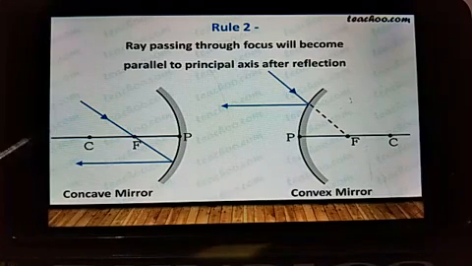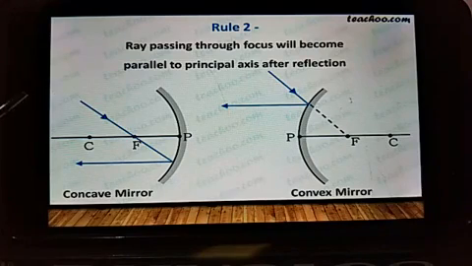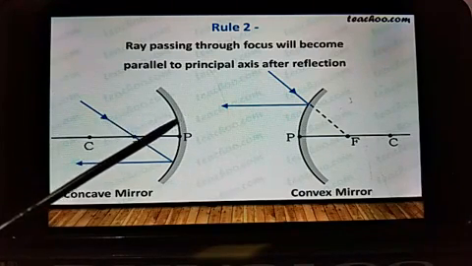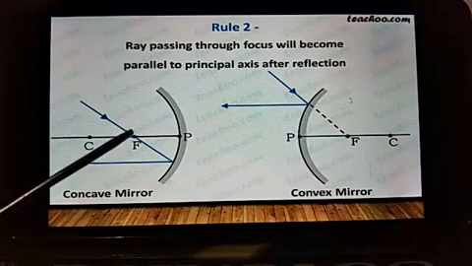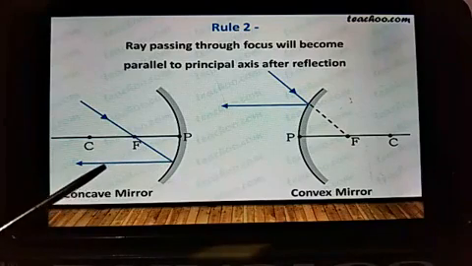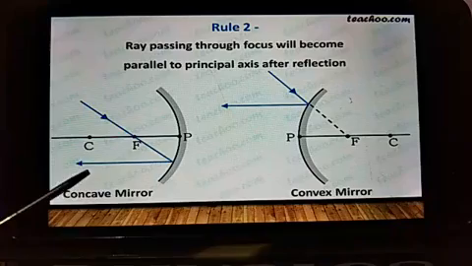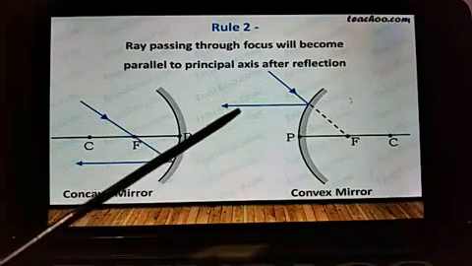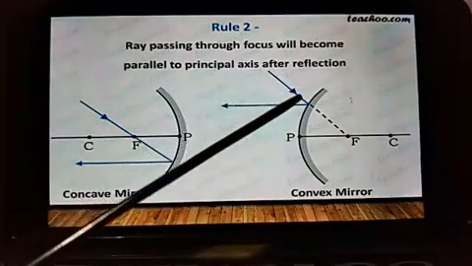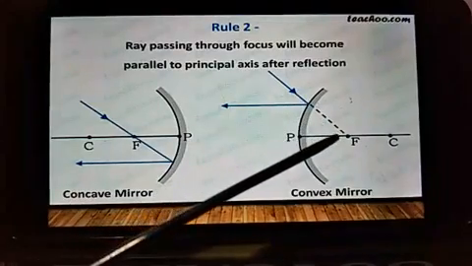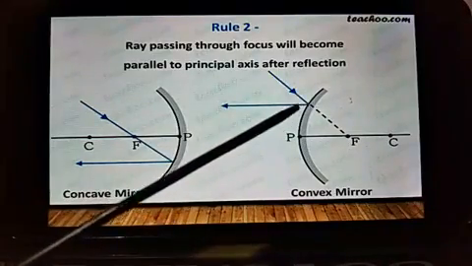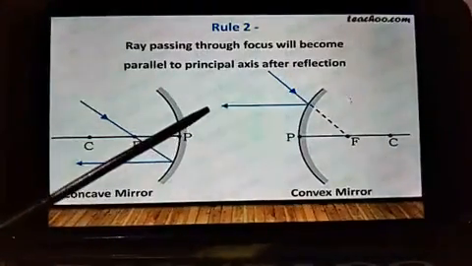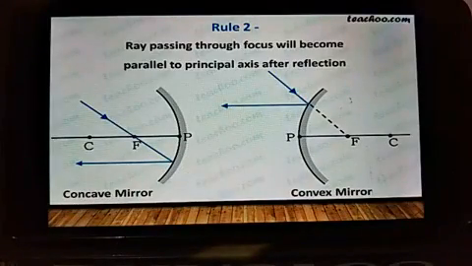So rule 2 is nearly the reciprocal of rule 1. That is, if rule 1 says that any ray parallel to the principal axis will pass through the focus after reflection, rule 2 says that any ray passing through the focus of the mirror passes parallel to the principal axis. Here also we can see the ray of light is coming and it appears that it is passing through the focus of the convex mirror on this side. After reflection, what happens? It is passing parallel to the principal axis.